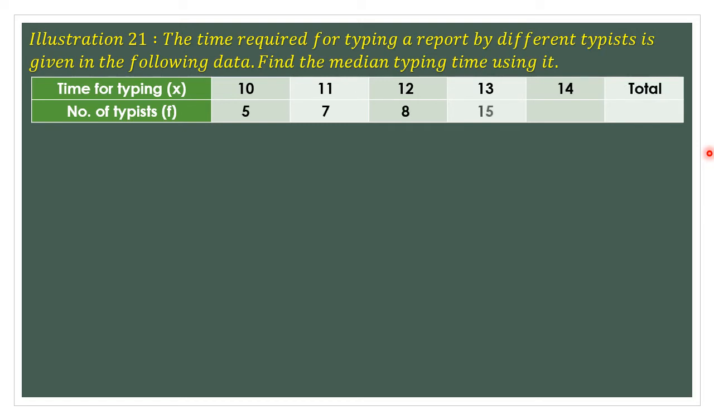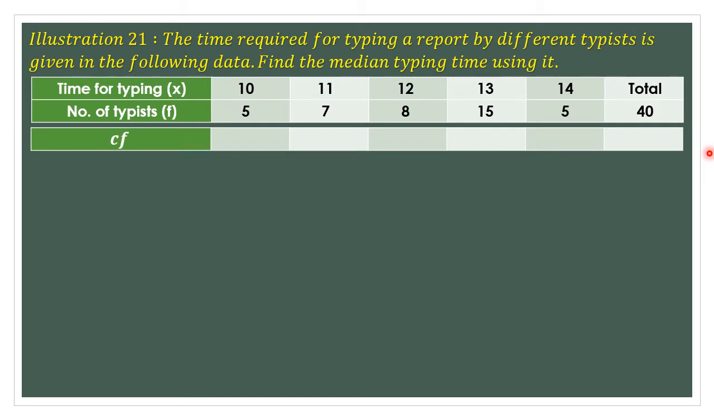The frequencies are 5, 7, 8, 15, 5, and the total number of typists is 40. First we need to calculate the cumulative frequency. The first will be 5, then plus 7 is 12, plus 8 is 20, plus 15 is 35, plus 5 is 40. As you can see, the last value of CF is the total of the frequency.